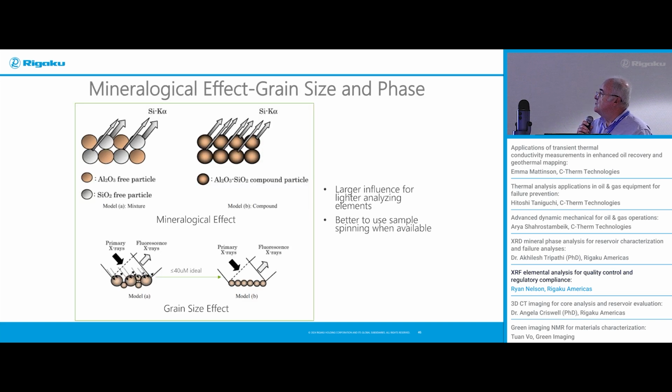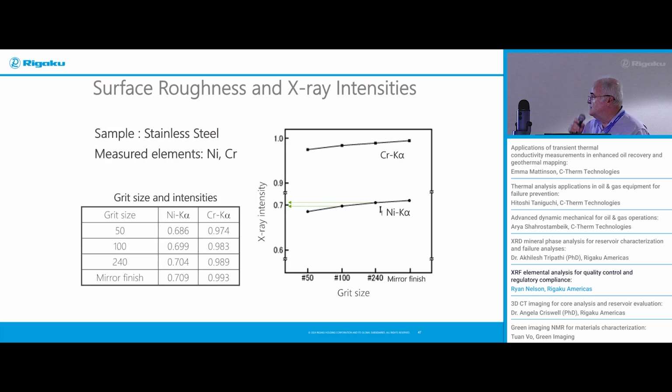Typical effect of course, particle size. 40 micron is ideal. And of course, larger particles, you get absorption and scatter, right? So you want a very fine particle distribution. Surface roughness, you can see it does have some effect. This is relative to 1, but different grid sizes, you'll end up with a distribution in count rates from 50 to 240. So that can have an effect looking at traces or other elements when you're preparing metal samples.